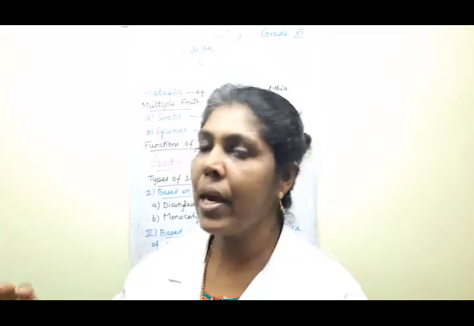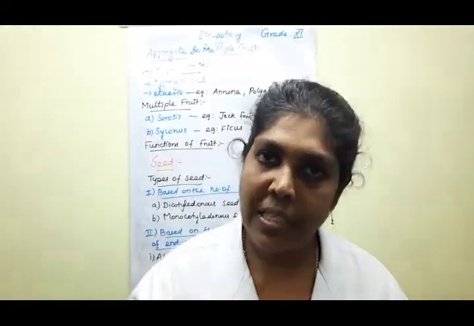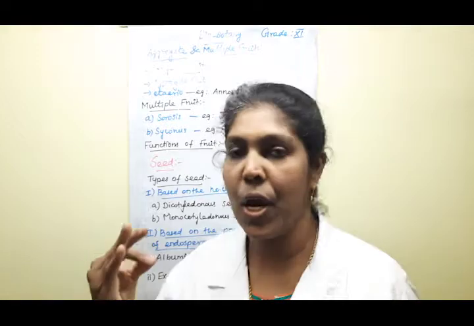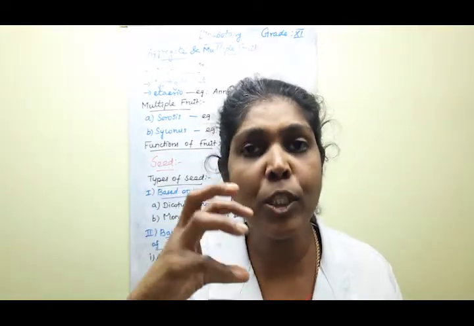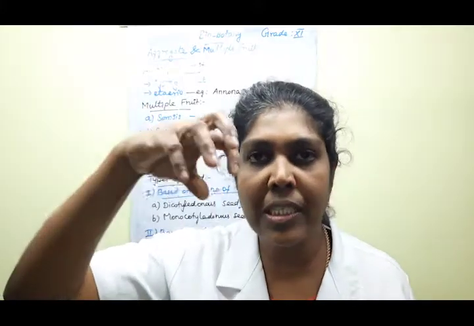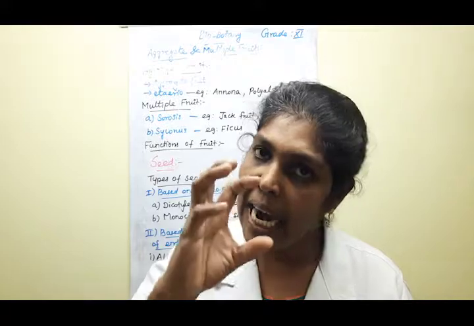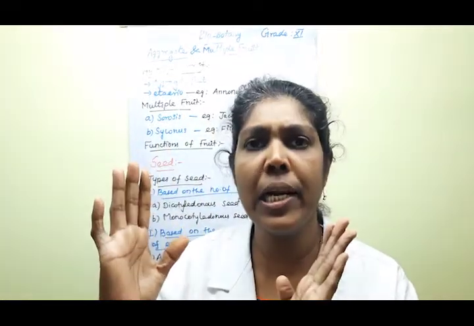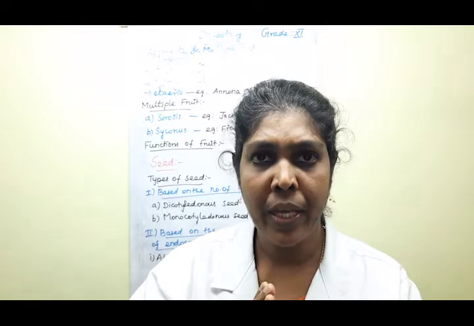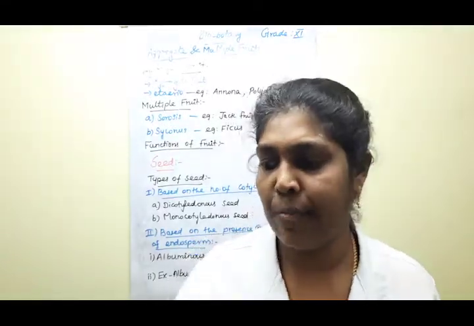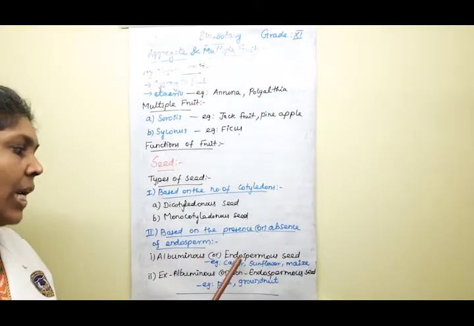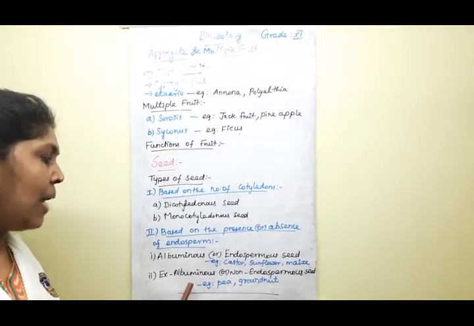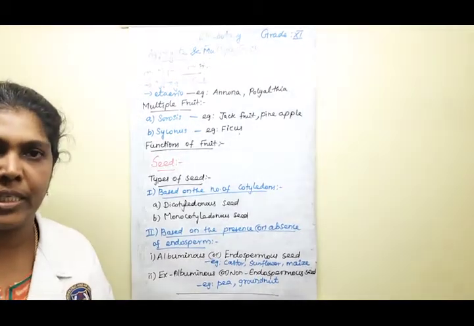Yes. Then the second point I said is based on the presence and absence of endosperm. What do you mean by endosperm? Here you are going to learn the term endosperm. Endosperm is the nutritive tissue present inside the seed. Clear? Based on the presence and absence of endosperm, seeds are divided into two types. One is albuminous seed, also called endospermous seed. Then the second one, non-albuminous seed or non-endospermous seed.